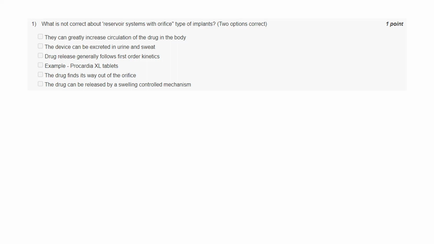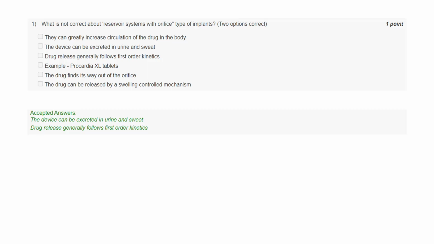We need two correct options. Anybody else wants to give a try? Option 3. Okay, third option. So we have three people who have given me two different options, so we can arrive at the right one. The correct answer is that the drug can be excreted in urine and sweat is the false option, and drug release generally follows zero-order kinetics is also false.